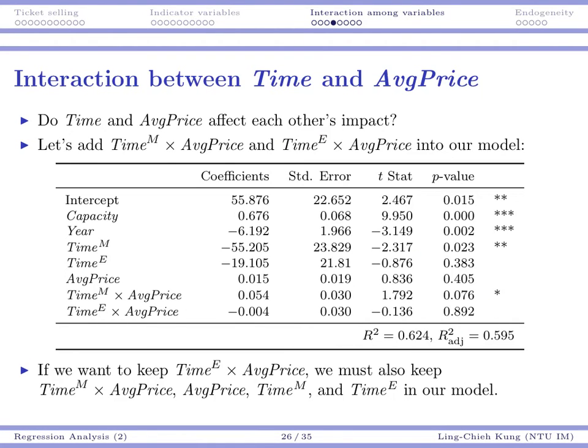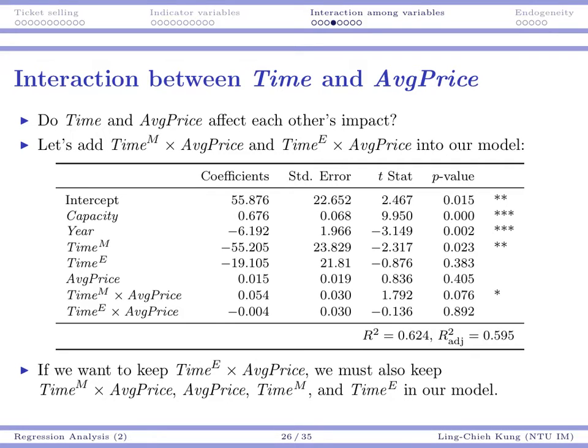So in our example, we are asking the following. We are suspecting that people may have different price sensitivity for shows played at different time. So we want to ask whether time and average price affect each other's impact. If that's the case, then we want to add their product.